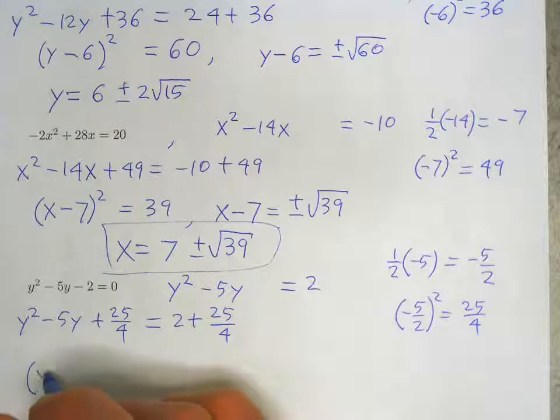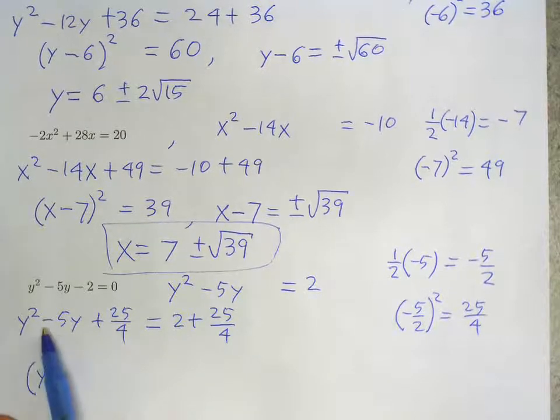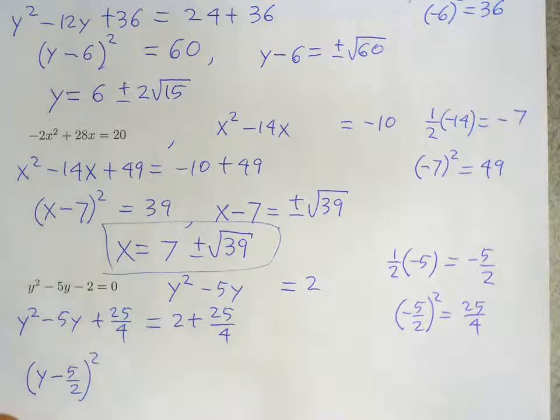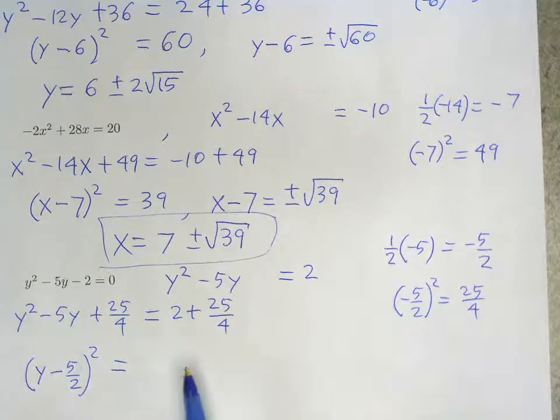So we write y. Since the coefficient of y squared is 1, 1/2 of -5 is -5/2. So in the binomial, we write -5/2. So the binomial y minus 5/2 squared equals 2 plus 25/4.